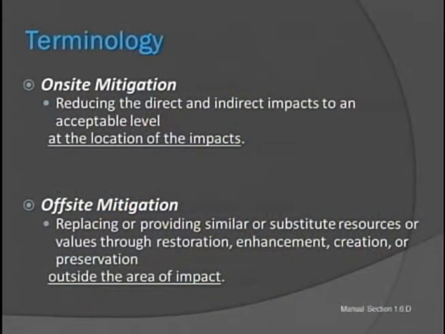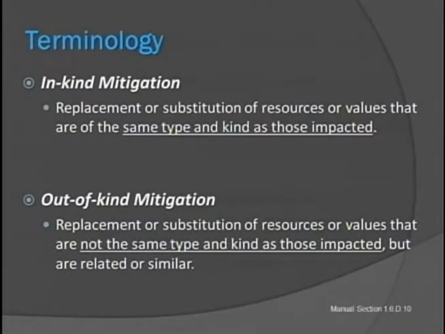Next, we have on-site mitigation, which occurs at the location of impacts. For example, a proponent might paint artificial structures at the site to reduce impacts to visual resources. Off-site mitigation occurs outside of the area of impact. For example, a proponent might provide off-site water development for wild horses and wildlife in exchange for fencing an existing spring.